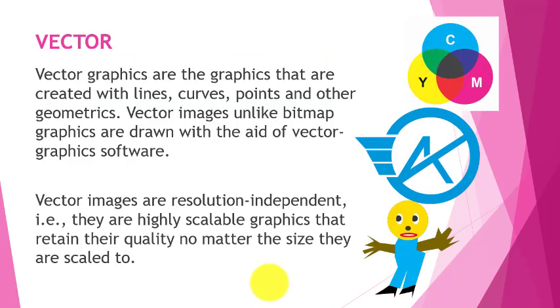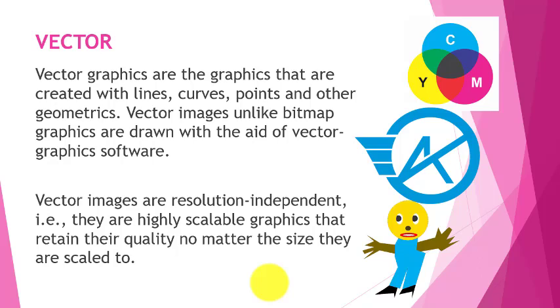Now let's move on. Now, vector. Of course, this is the bone of contention. We focus more on vector because vector is all about creating graphics from scratch. Vector graphics are graphics that are created with lines, curves, shapes, and other geometries. That is, vector images are drawn with the aid of vector graphics software. So you create vector graphics from scratch. You draw. And that's why CorelDRAW is named CorelDRAW.